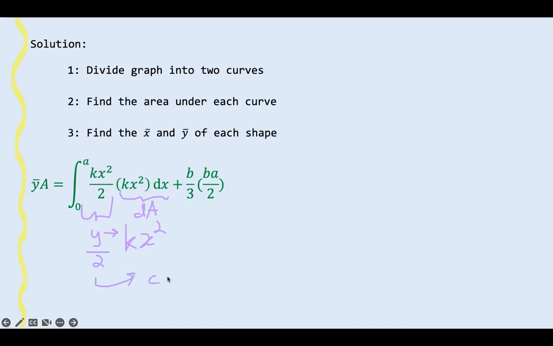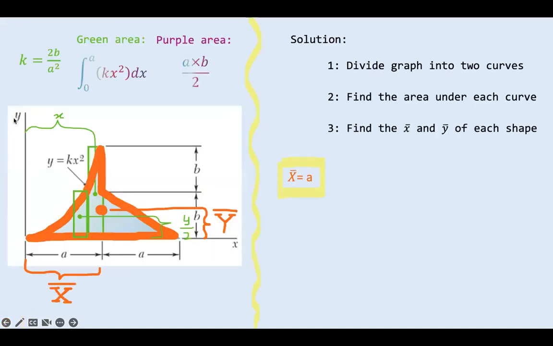And then we have b over 3 times ba over 2, because b over 3 is the location of the centroid of the triangle, and then ba over 2 is the area of the triangle. If we go back here, you will note that the centroid of this triangle in the y direction is b over 3 because of how you find the centroid of a triangle.